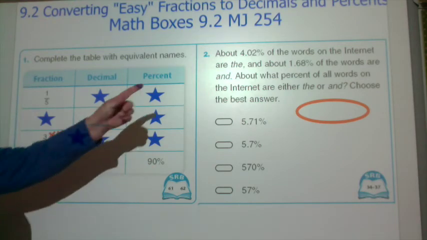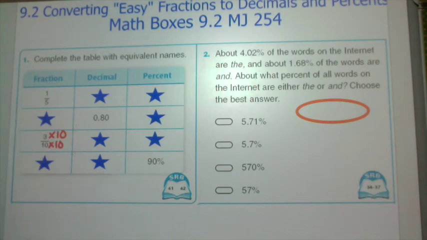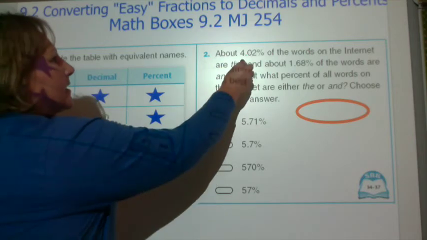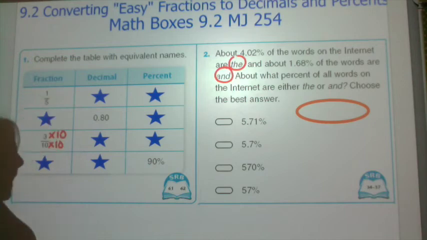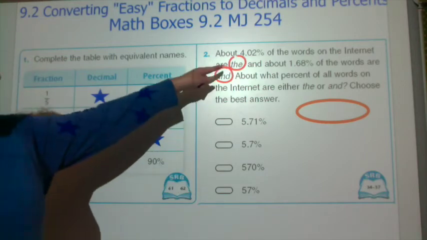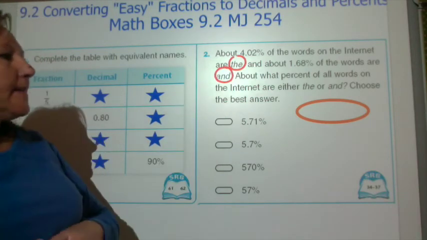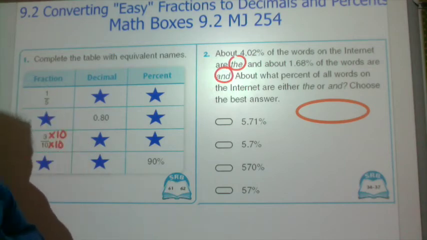Number 2, up at the top, about 4 2/100 of the words on the internet are the word the. So we use the a lot. And about 1 68/100 of the words are and. So we have the and that we use a lot. About what percent of all the words on the internet are either the word the or and? Choose the best answer. What do you think we're going to do here?